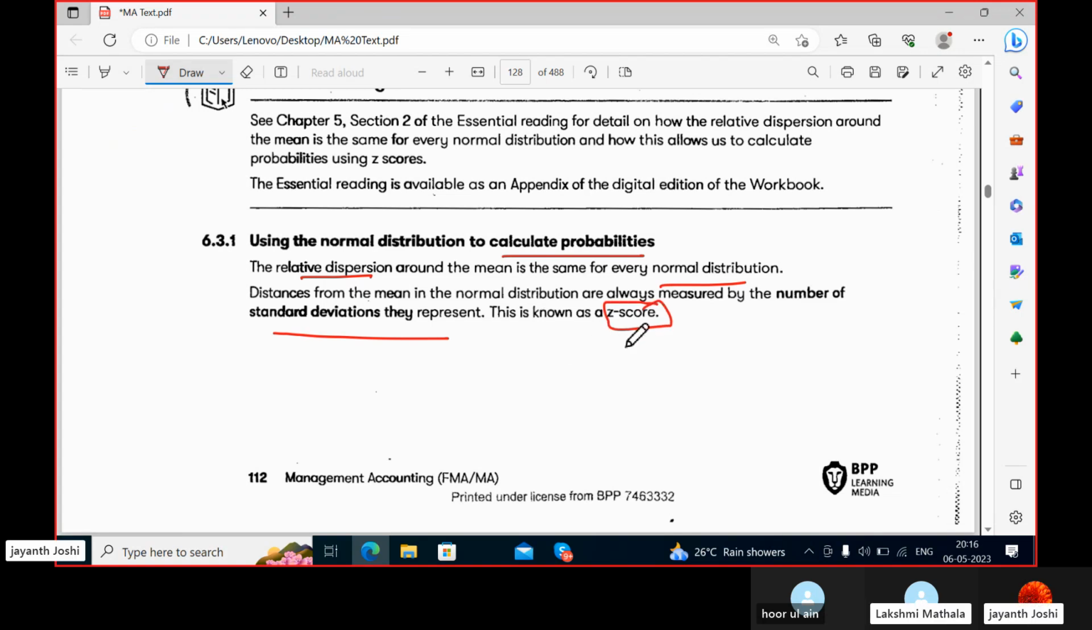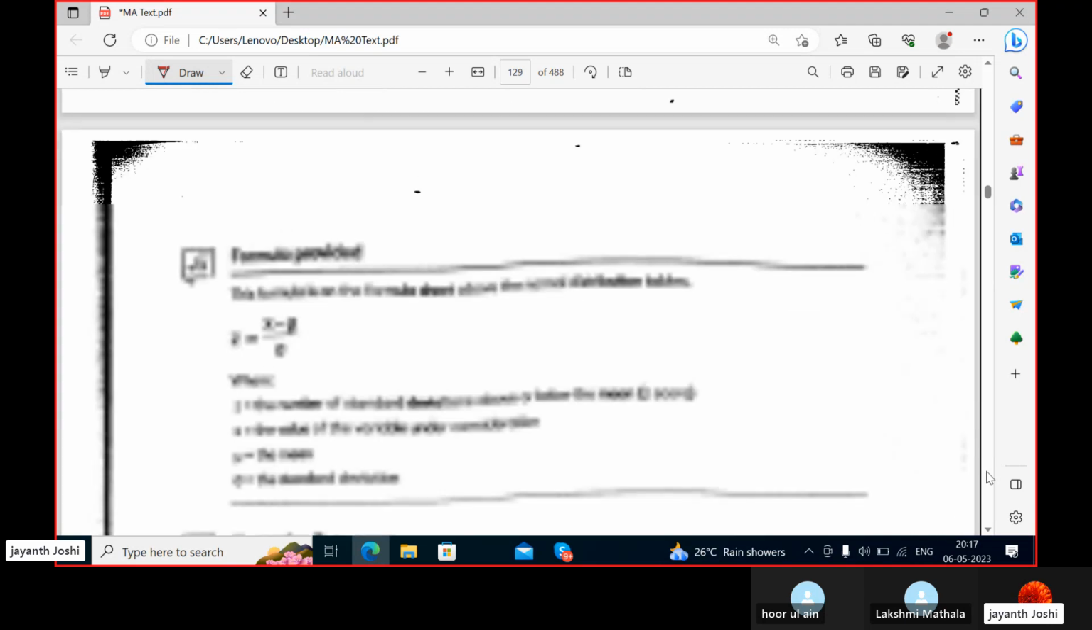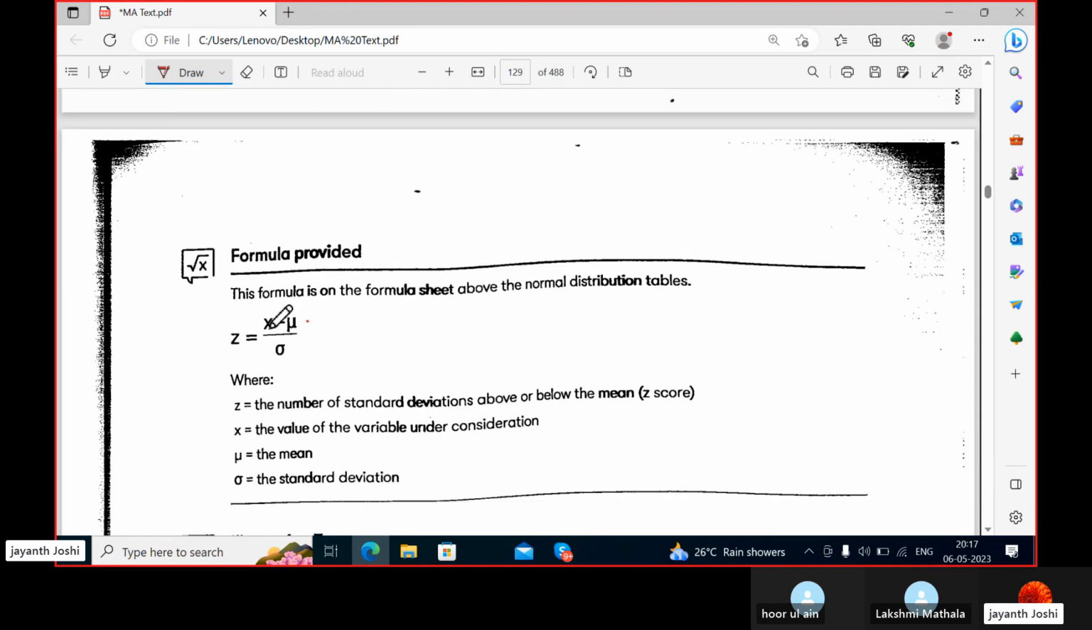Z-score tells you how many standard deviations you are away from the mean. There's a formula for z-score: Z is equal to x minus mu by sigma. Mu is the mean of the data. X is the variable under consideration.